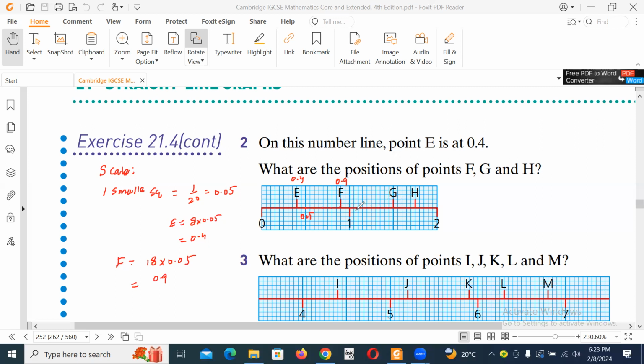Same as G, which is after 1 and between 1 and 2, so we can straight away say that this is 1.5. And after G, how many boxes do we have? 1, 2, 3, 4, 5. Each two boxes equal 0.1, which means here we have 1.6, 1.7, and 1.75. I hope it is clear for you.